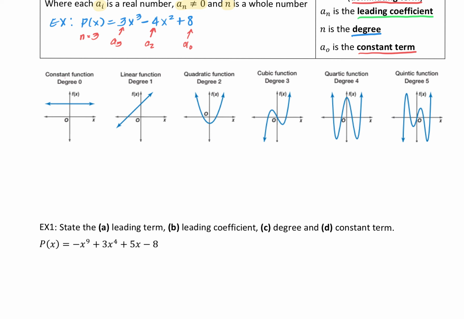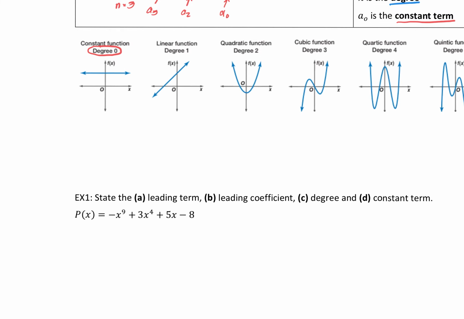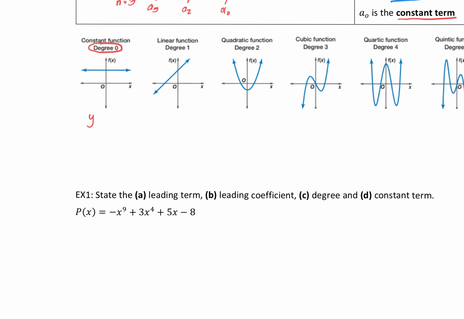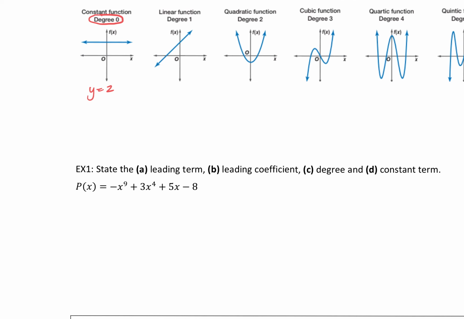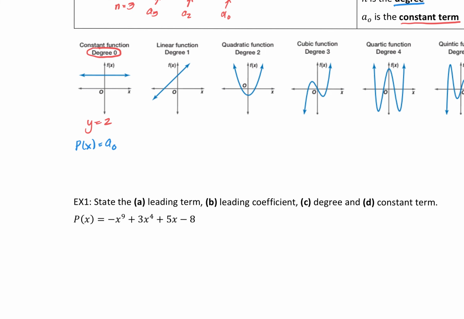So if we have a constant function, which would be degree 0, now remember this horizontal line would be an equation like, oh, I don't know, y equal to, let's pretend like it's passing through 2. So there's no variable x in there, which is why it's called a constant function. So this would take the form of a polynomial p of x equal to 2, which would be the a sub 0. Now when we go to our linear function, that is degree 1.